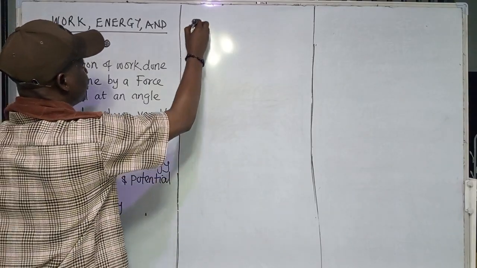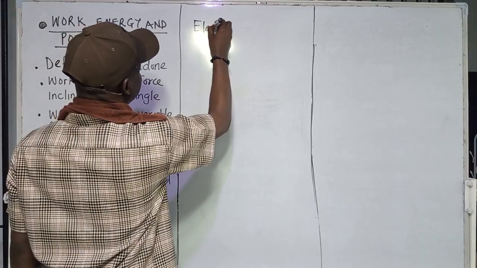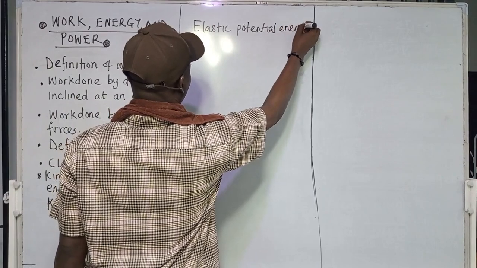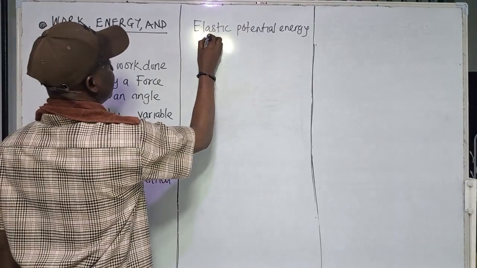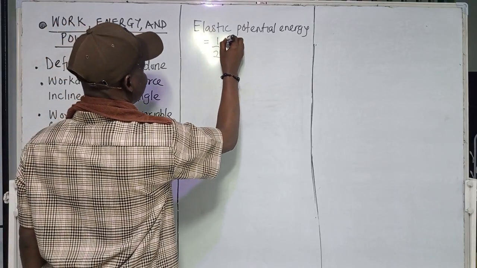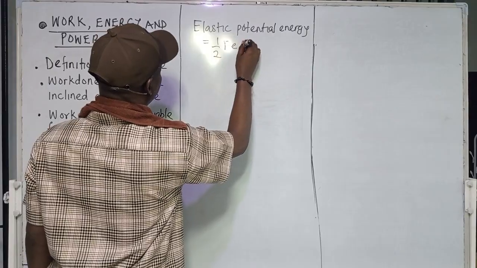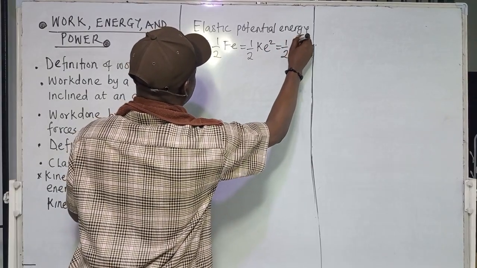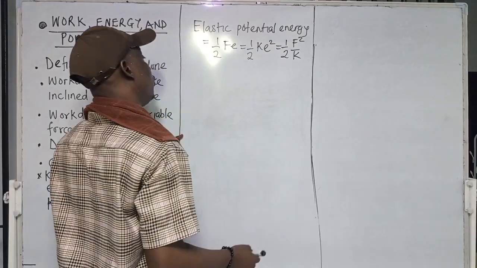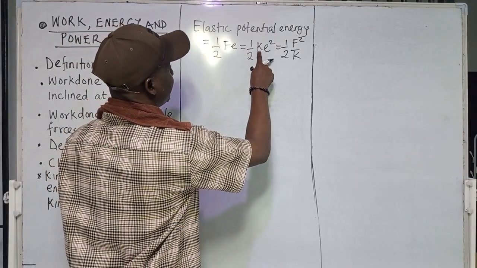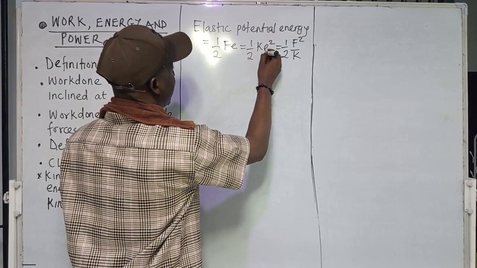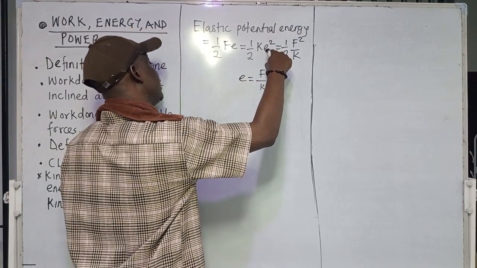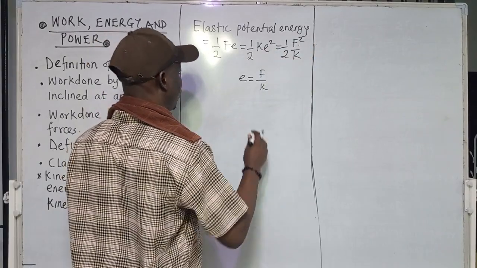First of all, in a string, we have what is called elastic potential energy. I've talked about that before. What is elastic potential energy? It is equal to half Fe, or half Ke squared, or half F squared over K. Now, how do you get that? F is equal to Ke, so E is equal to F over K. If you substitute it here, you are going to have this.